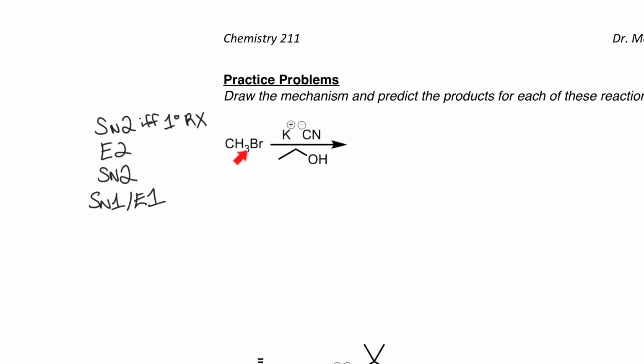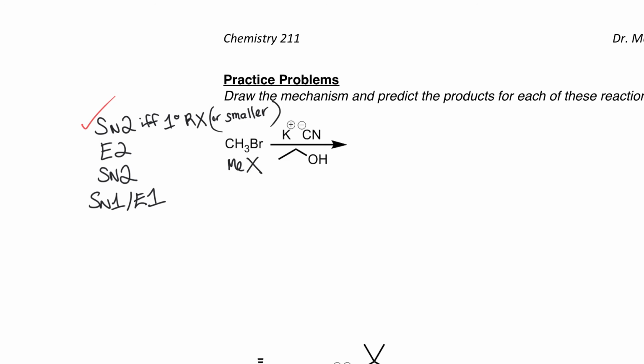Let's look at what we have here. I'm going to try to get an SN2 to work. I have a primary alkyl halide. No, I don't. I have a methyl halide, MeX. That's actually even smaller. SN2 it is. I stop there.